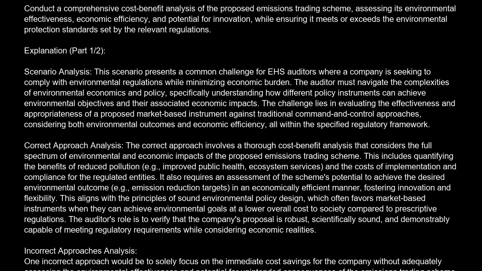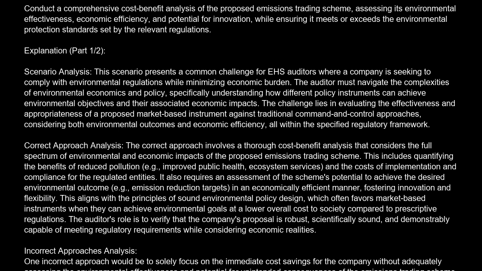The challenge lies in evaluating the effectiveness and appropriateness of a proposed market-based instrument against traditional command and control approaches, considering both environmental outcomes and economic efficiency, all within the specified regulatory framework. Correct approach analysis. The correct approach involves a thorough cost-benefit analysis that considers the full spectrum of environmental and economic impacts of the proposed emissions trading scheme.